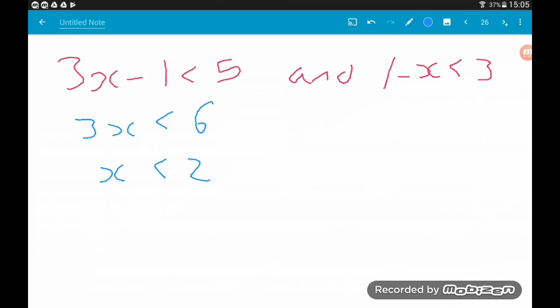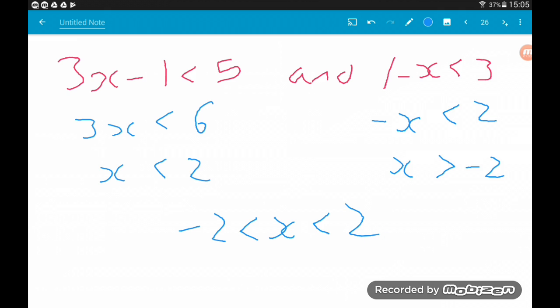Okay, so that's the one on the left solved. And if we solve the one on the right, 1 minus x is less than 3. Let's take away the 1. So minus x is less than 2. And then if we divide both sides by minus 1, flip the sign, x is greater than minus 2, like that. So we can write these two inequalities as one. So we've got x is greater than minus 2, and x is less than positive 2. That gives us our set of values for x.